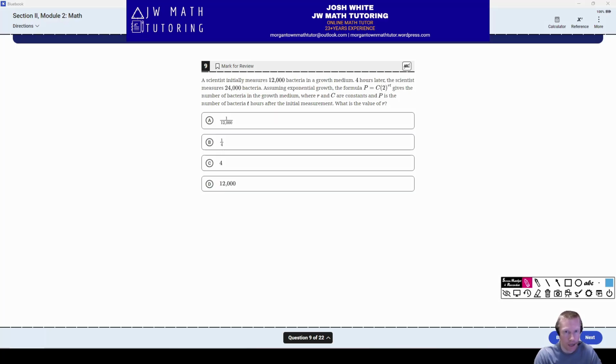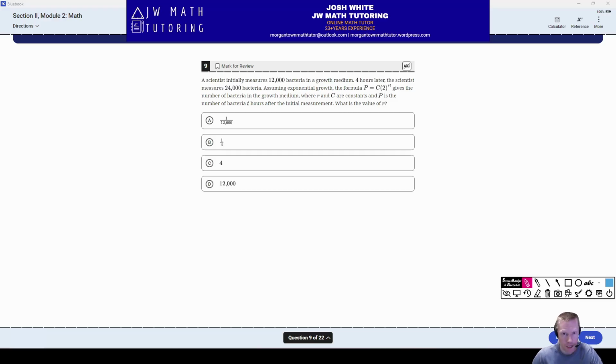All right, question number 9. We have an exponential function here, and they give us the general form of it. And they tell us that the initial amount was 12,000. They tell us 4 hours later they're 24,000. They want to know what the value of R is.